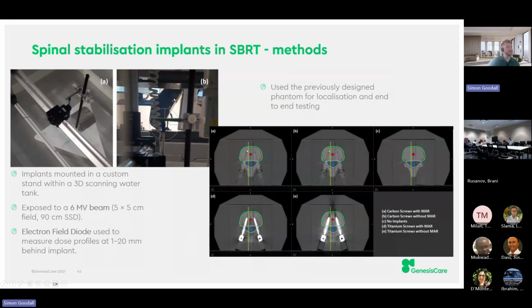So to then assess these implants, we did a couple of things. We first looked in some heterogeneous medium. We used a 3D scanning water tank to scan behind these titanium inserts and behind the carbon fiber based inserts and generate some profiles. And then we did the end-to-end testing with this phantom that we generated. At the top here, we've got carbon fiber screws, we've got 0 screws in image C, and then D and E are the titanium screws. And we compared the results when we used MAR, so metal artifact reduction, and when we didn't, to evaluate all the options.